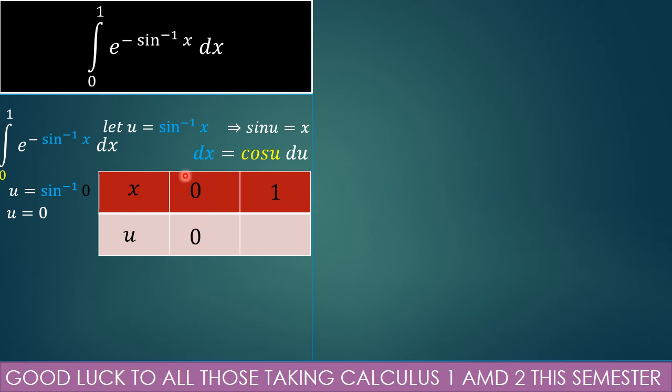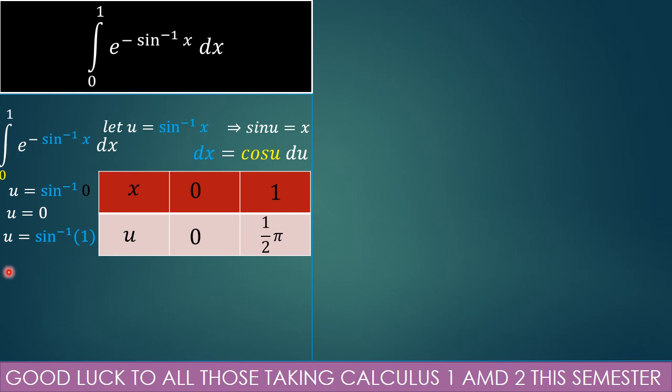That is, when x is 0, we have sine inverse of 0, which gives us 0. Now friends, when x becomes 1, we plug in the 1 here, we have u to be sine inverse of 1. As you all know, this is simply going to be 90 degrees, or pi over 2, or half pi. This is what we have now. So we are ready to take the integral completely from the x world to the u world.